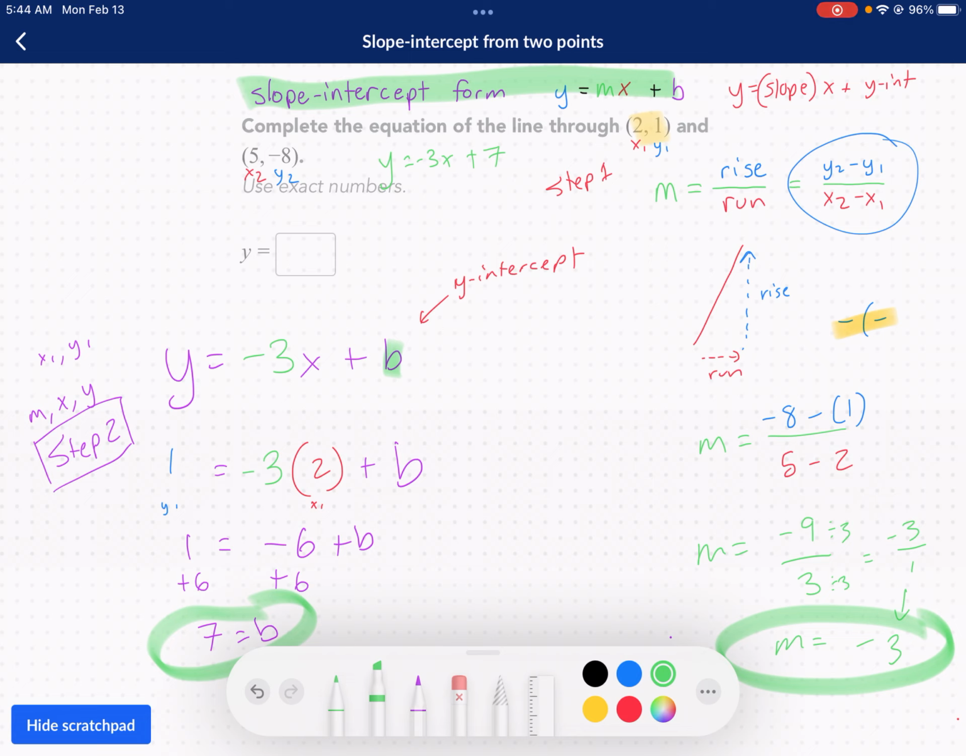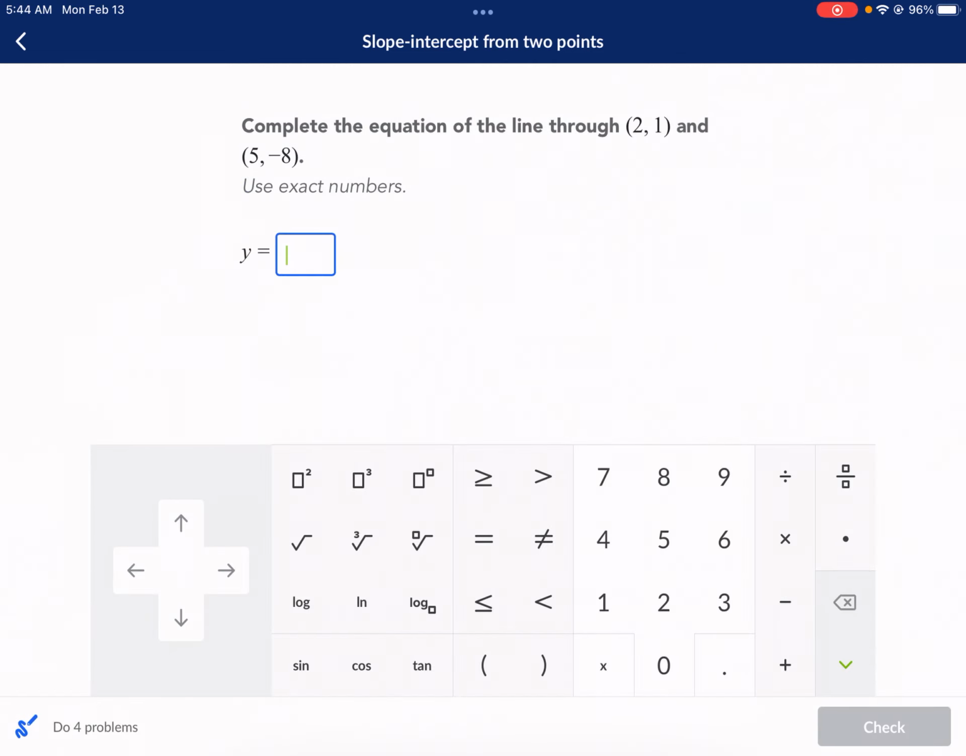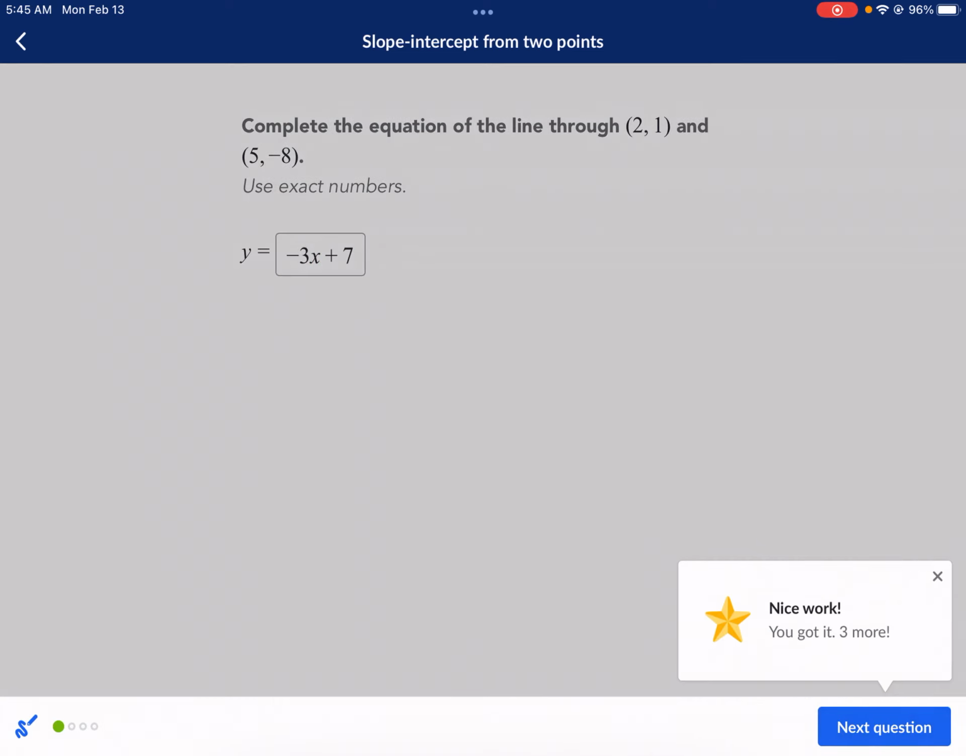The part that confuses students is you're going to go back to just putting x and y. You don't put the 2, 1 that you plugged in earlier, because this is the general form. This applies to any situation on this continuous, infinitely going line. So we're going to type in y equals, that's already typed in for us right here. So I just need -3x plus 7. I'm going to type in -3x plus 7 and check it, and there we go.